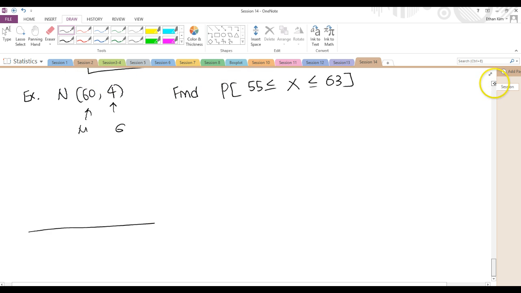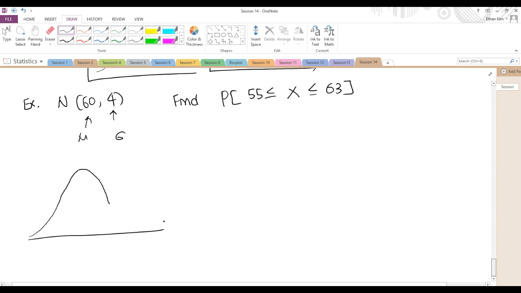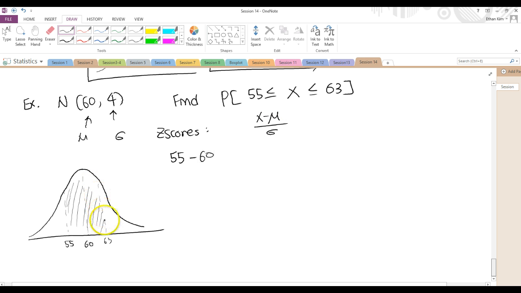Okay, so graphing the curve, it will look something like this. This is a normal curve, and since 60 is mu, this will be 60, and we're looking for 55 and 63. So we're looking at basically this part, and we're going to do this by converting to z-scores. So the z-score of 55, let's look at this first. Again, the formula is this: 55 minus mu, which is 60, over sigma. Sigma here is 4, right, given.